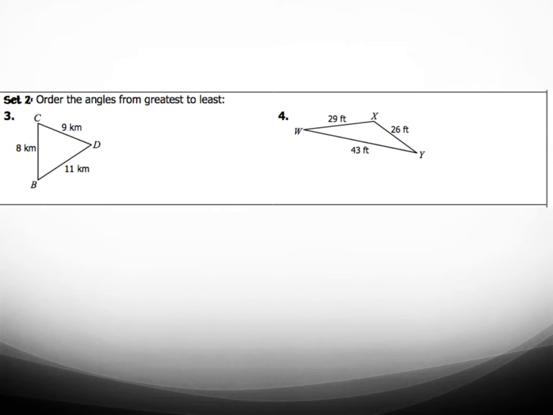This one says order the angles from greatest to least. So let's write down our biggest number, 11. The next side is 9, and then the last is 8. Let's go to the side that's represented by 11, and let's go across. Make sure you draw your arrows, and that will be C.